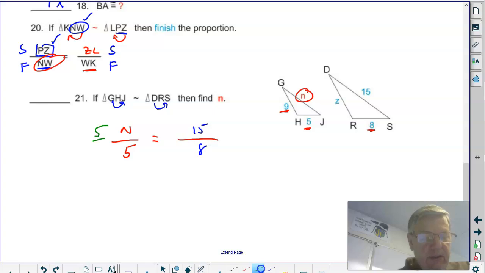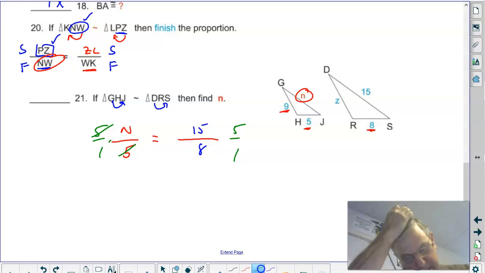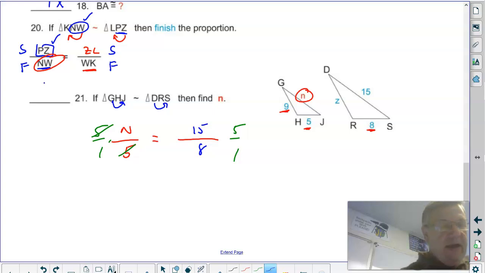All right, and always easy to move these. Multiply both sides by 5 over 1. And this thing's not going to reduce. So just leave it as a fraction. 5 times 15 is what? 75/8. 75 over 8. If you change it to a mixed number, though you didn't have to, 8 times 9 is 72, so 9 3/8 if you went to a mixed number. All right, 75/8 or 9 3/8 is the value of N.